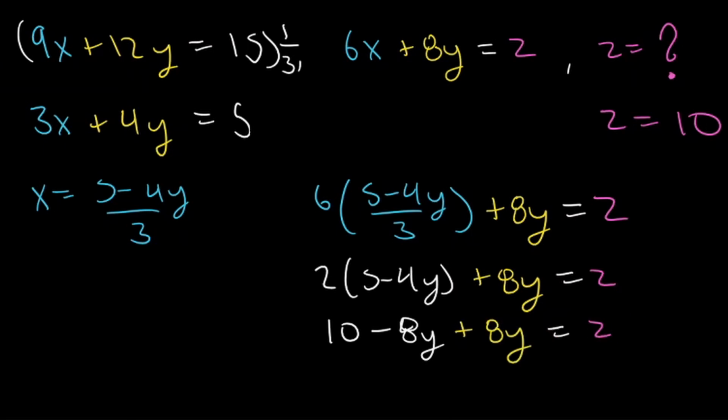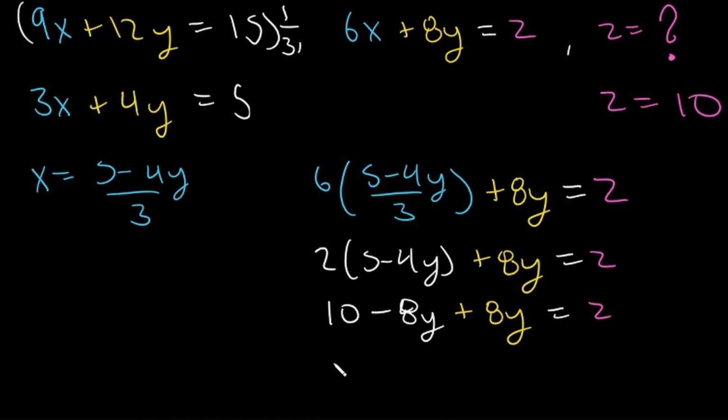Now if I just scroll down a bit, negative 8y plus 8y is just going to be 0. So we will be left with z is equal to 10, which is the exact same answer we got before.